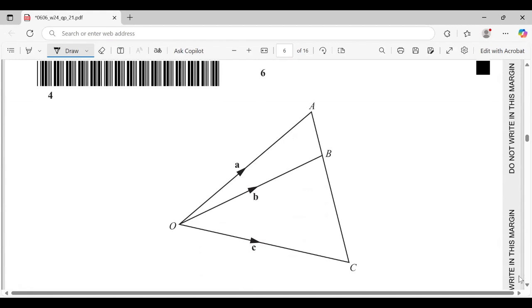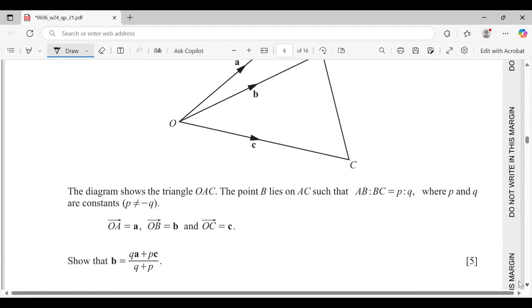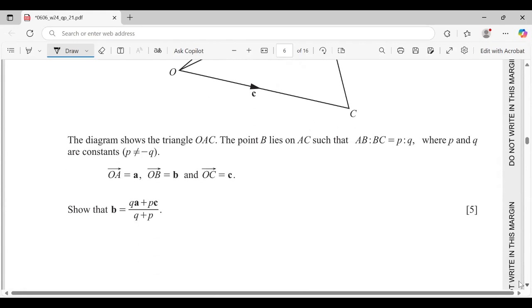Now number 4, this diagram. The diagram shows the triangle OAC. The point B lies on AC such that AB to BC equal P to Q, where P and Q are constants, P not equal to minus Q. Vector OA equals a, vector OB equals b, and vector OC equals c. Show that b equals (qa + pc) over q plus p.